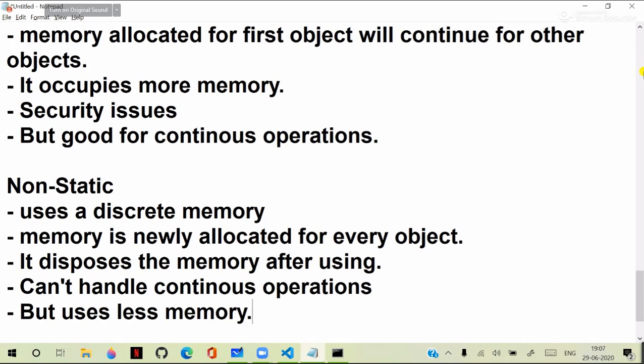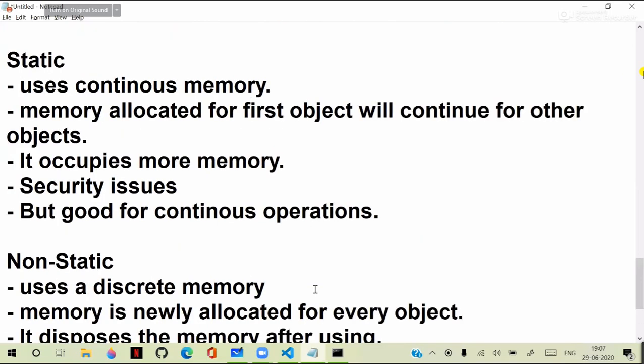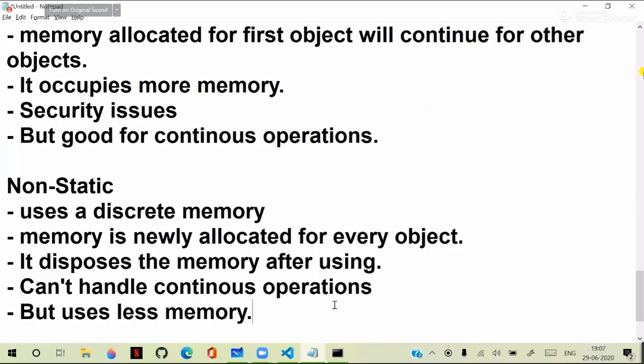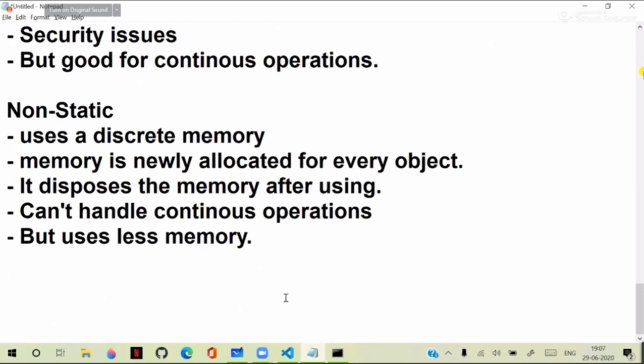So if anytime in an interview anyone asks about static and non-static, it is better to tell two technical terms: continuous memory and discrete memory. That is enough at a high level. If they want you to explain, then you have to explain these points about static and non-static. So how can we configure static and non-static?